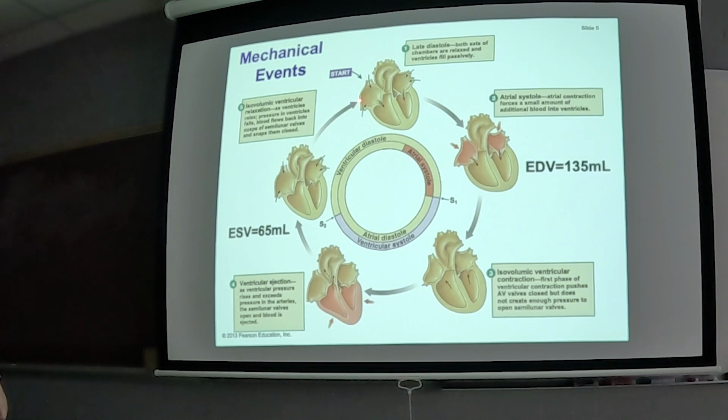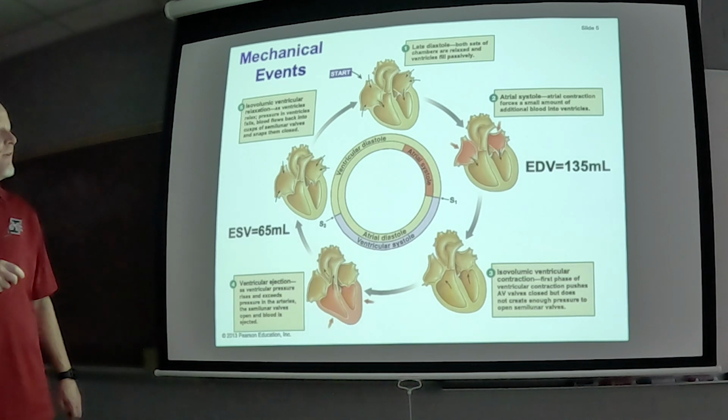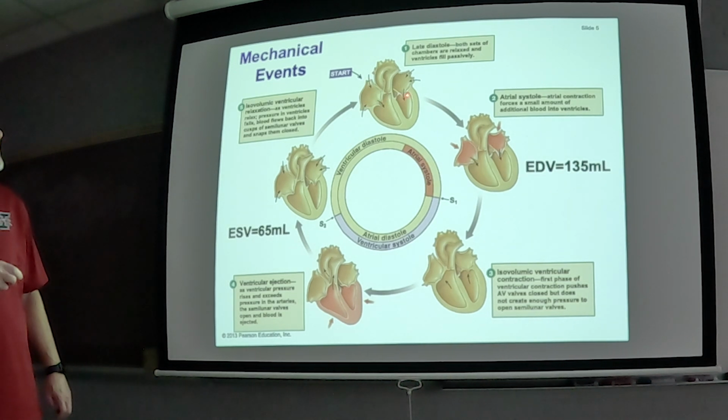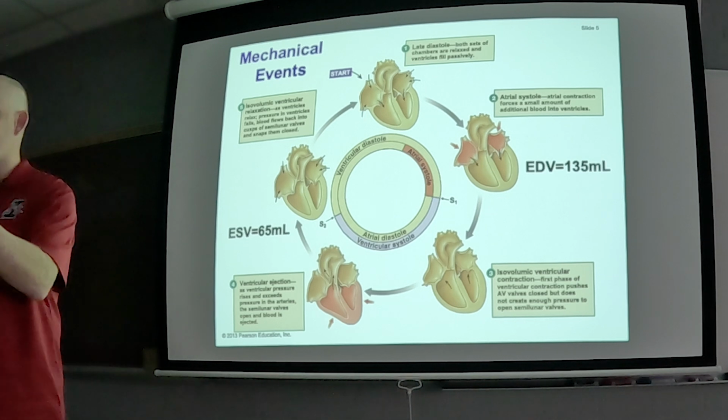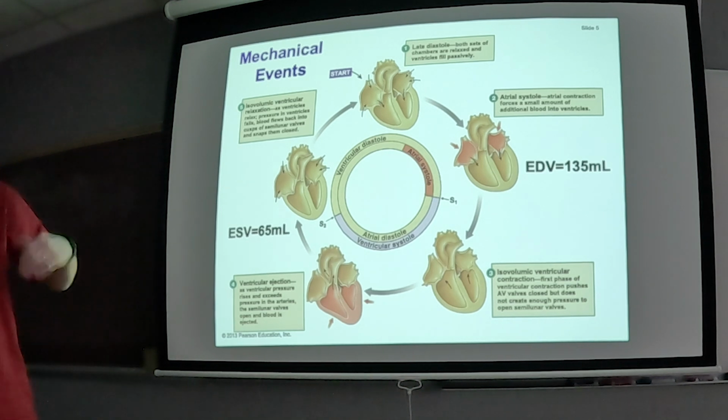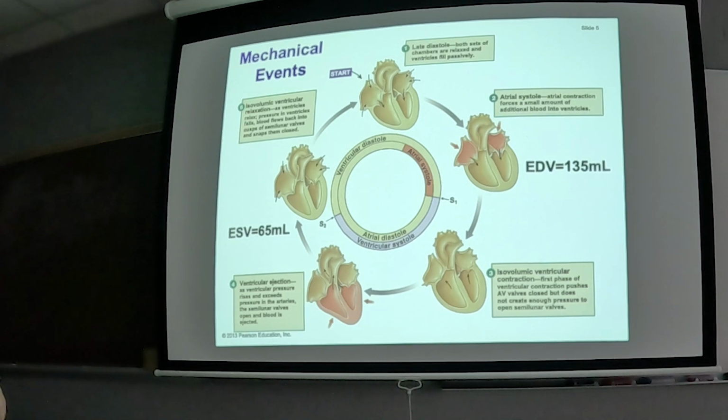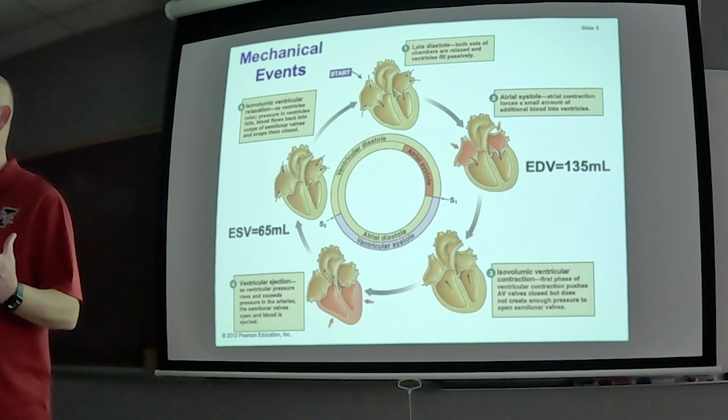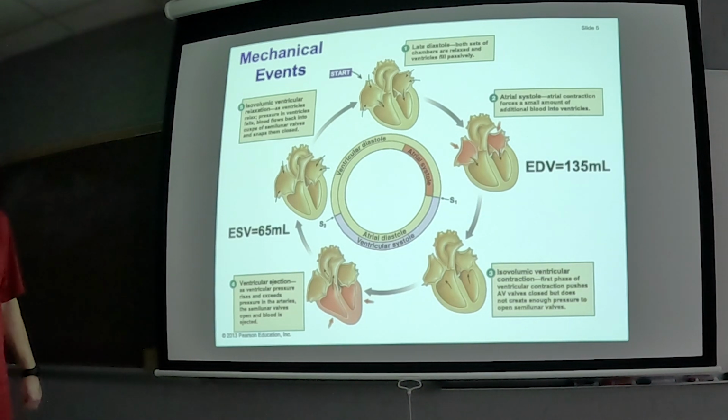And then as you move back to number one, all of a sudden you get filling. As you fill, these valves are going to open because the blood on top gets heavy, and they start filling the ventricles. So isovolumetric ventricular relaxation is going to be completed once the atrioventricular valves open with atrial filling, and they start to fill the ventricles again passively. And then we start all over again.